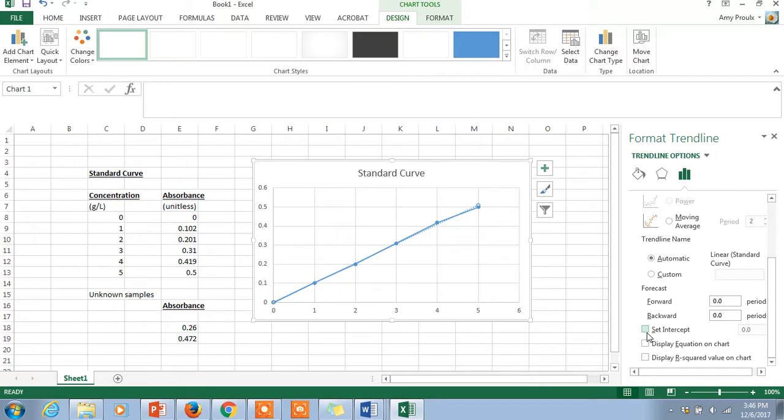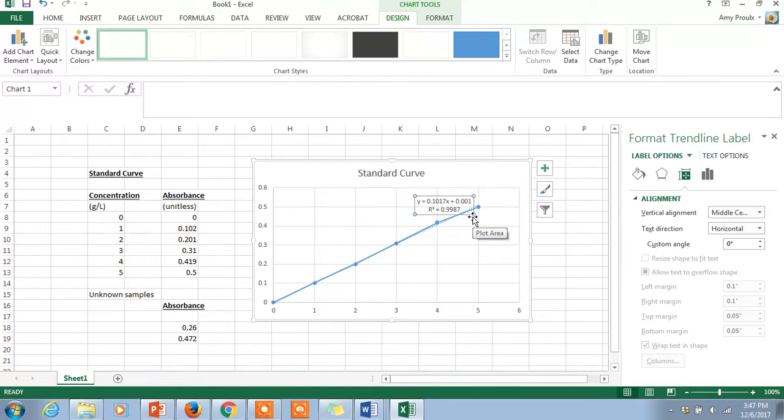I'm not going to force an intercept. But what I do want to see is my equation for the line and the R-squared value. So I'm going to just highlight that and make it bigger so that we can all see, because I'm getting old. There we go. So that is the slope of your line. Now if you remember, y equals mx plus b, if you remember that back to your high school math.